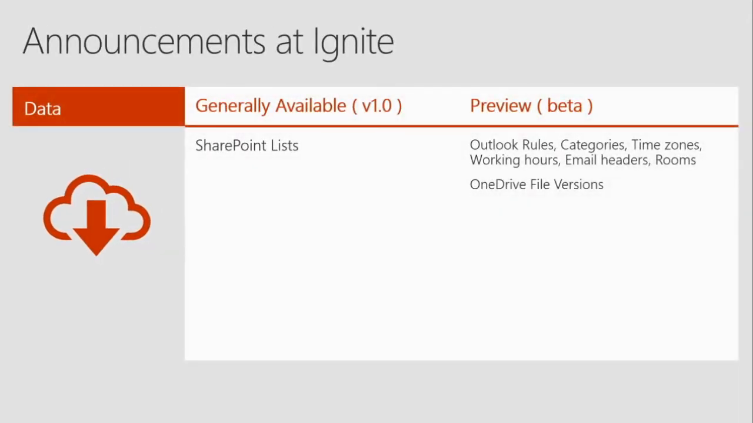So at Ignite, we have some announcements. First of all, SharePoint Lists is GA. We also have a preview for a whole bunch of new things that are now available in Outlook: rules, categories, time zones, working hours, headers, and rooms. This one actually, getting all of the rooms, was a big ask on user voice. So it's great that we can now have it available. And there's OneDrive file versions.